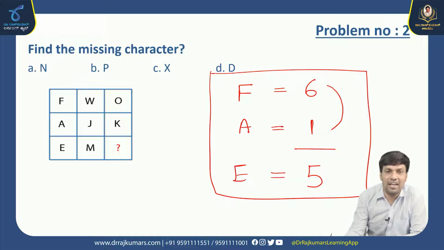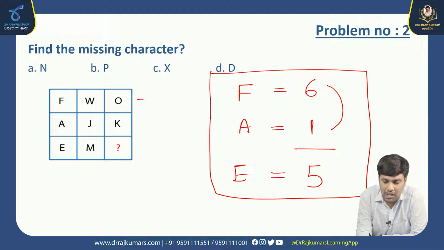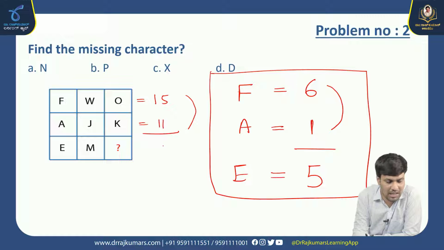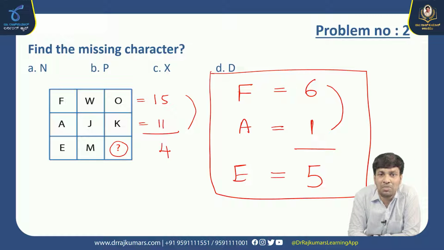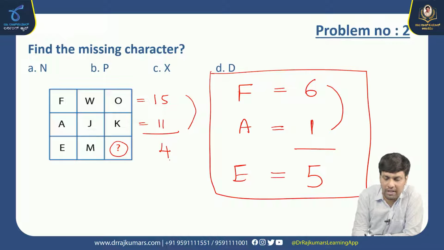In a similar way, if we perform the same logic for the third column, we have O is equal to 15 and K is equal to 11. If we difference the two values, 15 minus 11, we get 4. In this place, we need to fill in the corresponding alphabet which is equivalent to 4. In the English alphabetical series, the numerical value 4 represents D. So the right option for this question is option D.